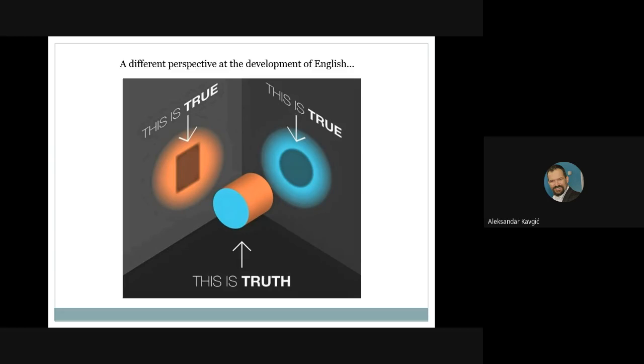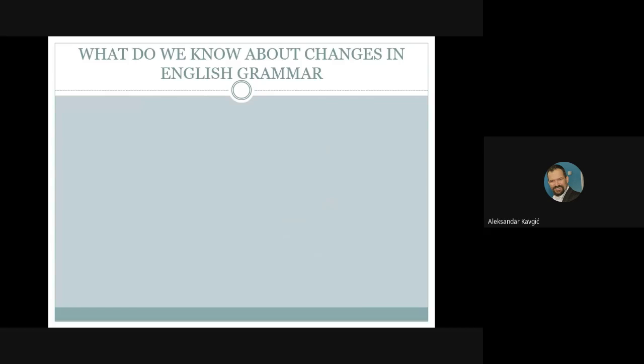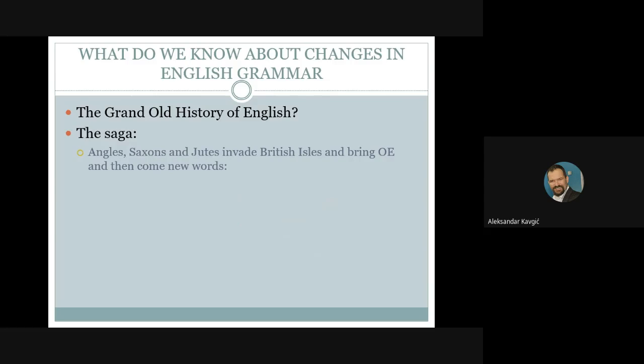So why do we say that English is an example of radical changes due to language contact? We have to look at English grammar. And what do we know about changes in English grammar? What's the grand old history of English? So the saga tells us that the Anglo-Saxons and Jutes invaded the British Isles, and they brought Old English, and then came some new words.